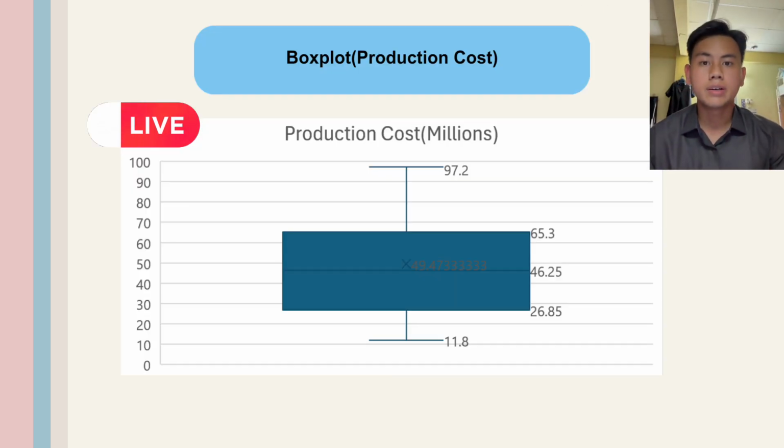As shown, this is the box plot of the production cost after the points were determined by the calculation using the formula.